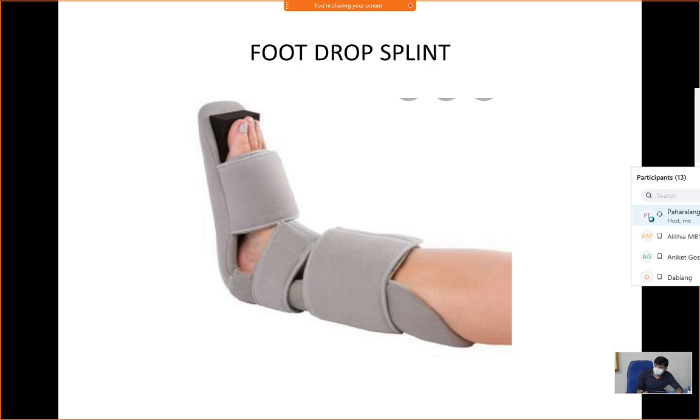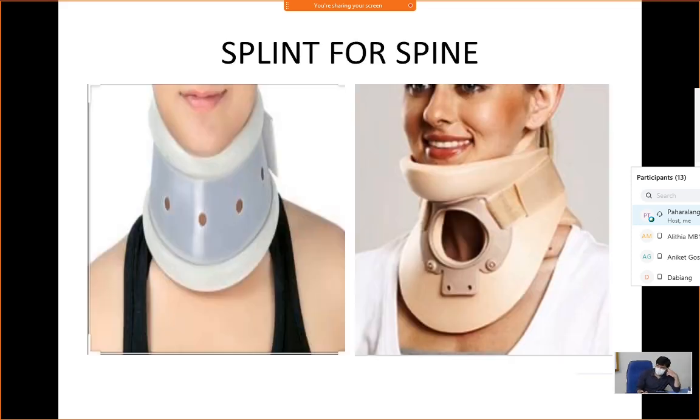This is the foot drop splint. This is used in common peroneal nerve injury or injury to the sciatic nerve, the common peroneal part of the sciatic nerve. This injury can be in trauma or during any surgery or due to tumor. So in foot drop there is plantar flexion of the foot. So this will keep the foot in neutral position. So this is the foot drop splint.